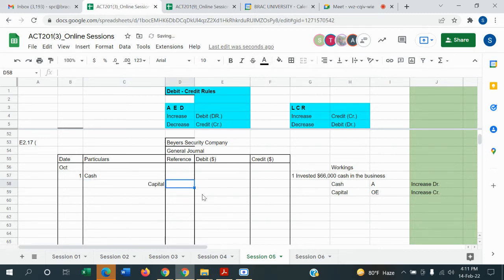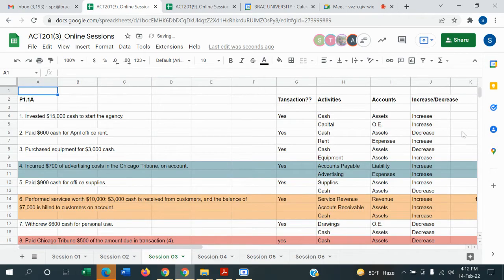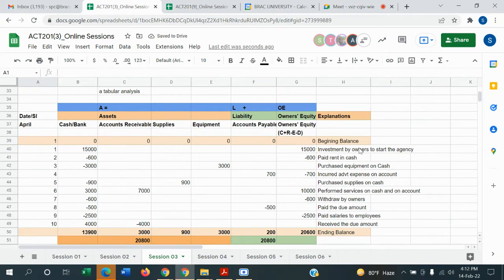Cash debit, capital credit. And this debit and credit means that we have to write down the amounts in the debit and credit columns. So cash debit 66,000 in the debit column, and capital credit 66,000 in the credit column. And after recording this into the debit and credit columns, we need to give an explanation here. Can you remember the explanations we did in the transaction analysis or tabular analysis part? This explanation, can you remember?